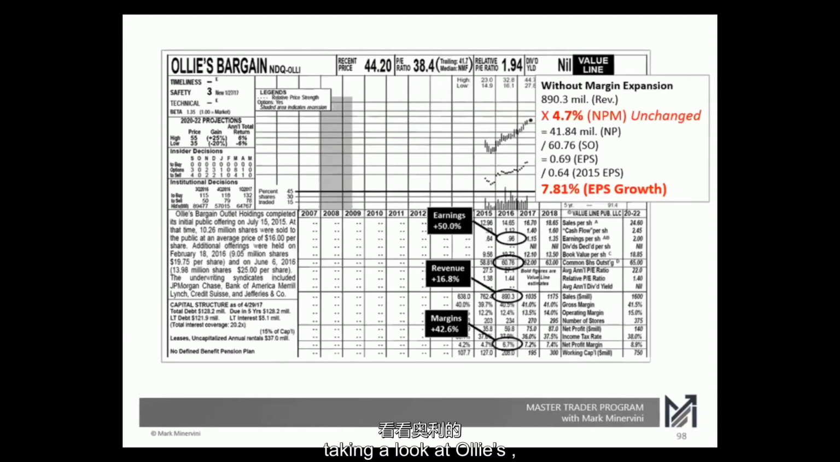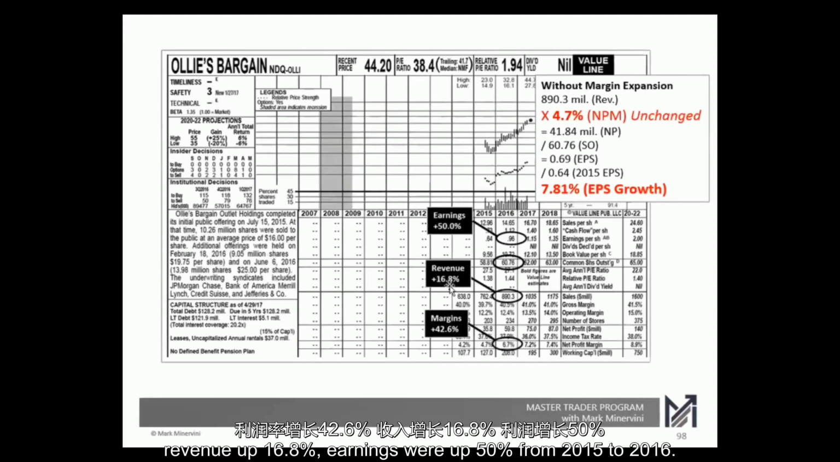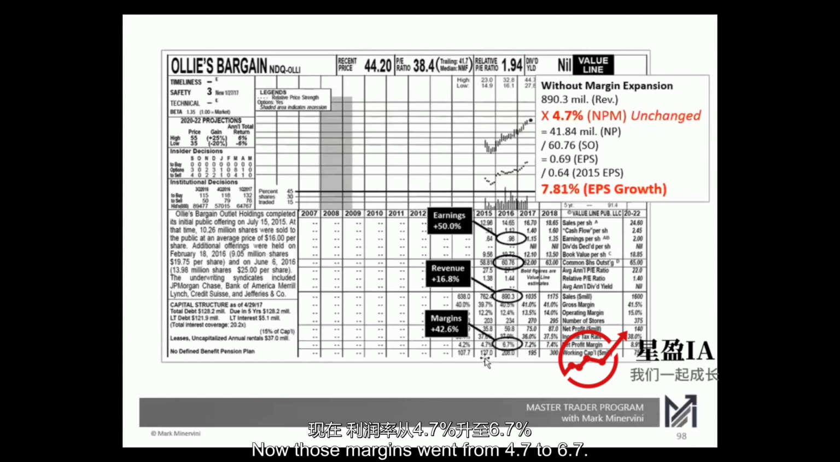Anyway, Ollie's came out with some nice numbers right here. This is just a Value Line sheet. Margins were up 42.6%. Revenue up 16.8%. Earnings were up 50% from 2015 to 2016. Now, those margins went from 4.7 to 6.7. That's just 2%, but it's a 42.6% move in margins. They improved their margins by 2%.